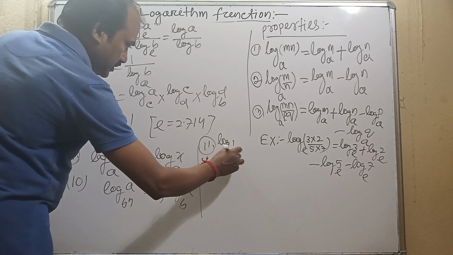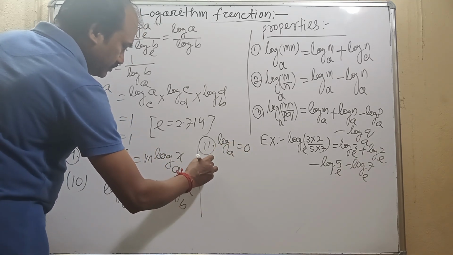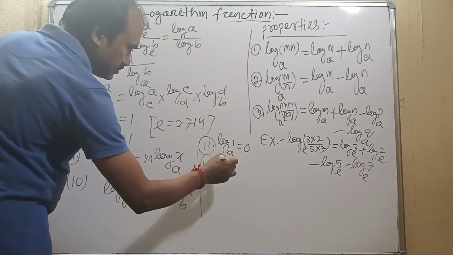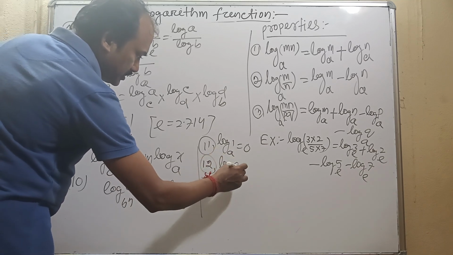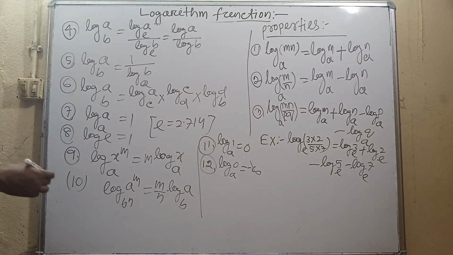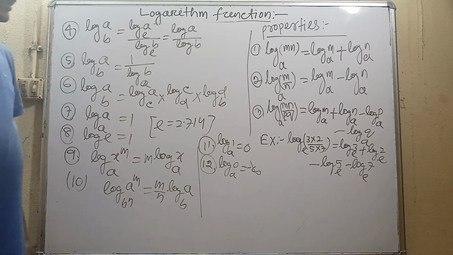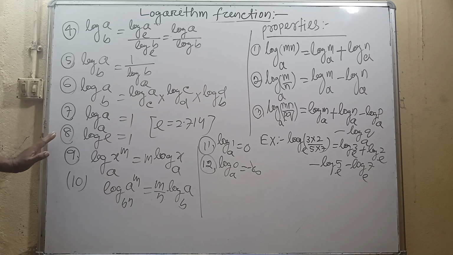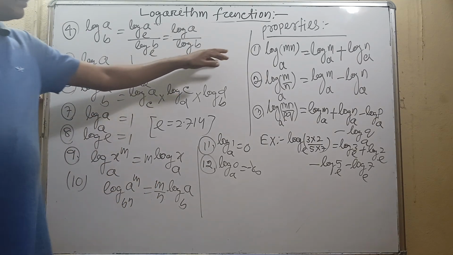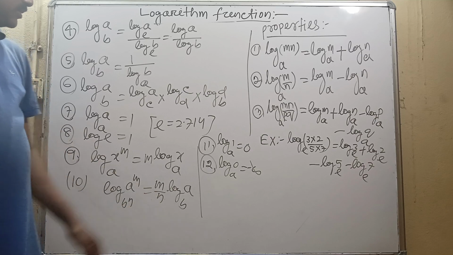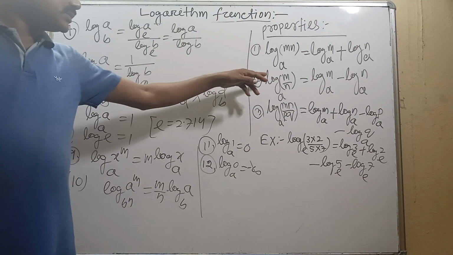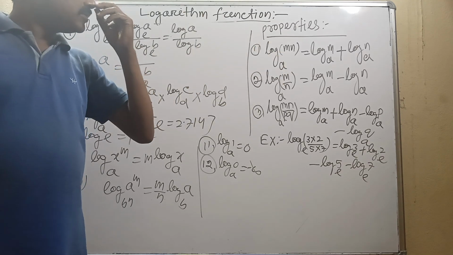log 1 base a equals 0, and number 12, log 0 base a equals minus infinity. These are the 12 properties. I will also prove the first one, that is, log m n base a equals log m base a plus log n base a. All properties are given here; only the first one I will prove.